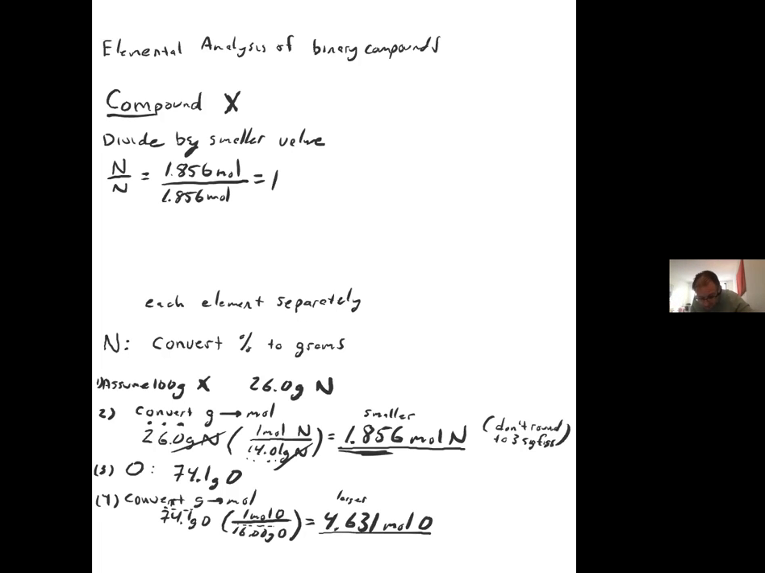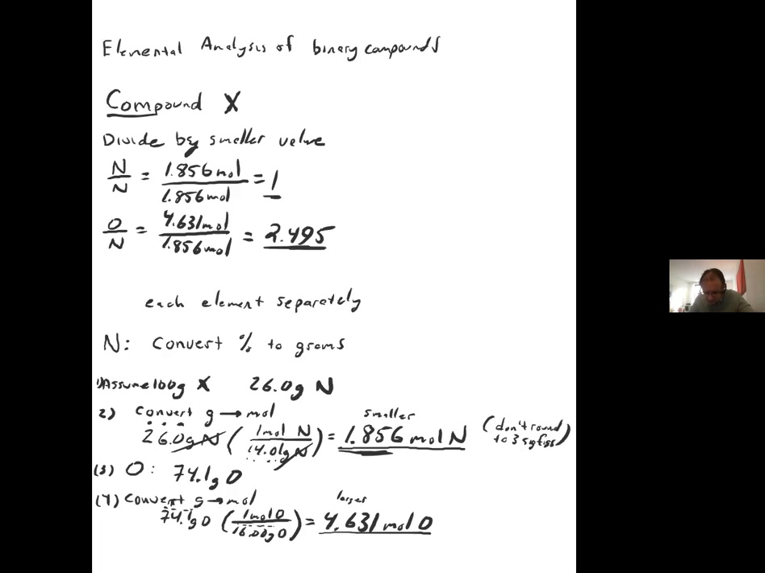Now we divide the larger one by nitrogen. You're dividing both of them by the smaller. So 4.631 divided by 1.856. You might get a whole number here, but you might not, so you're just going to have to check and see. So 4.631 divided by 1.856, you get 2.495.